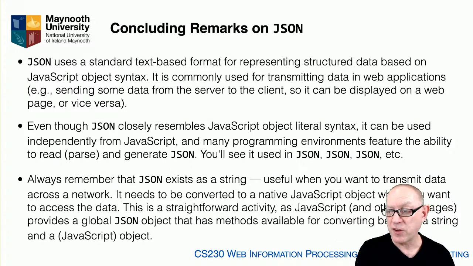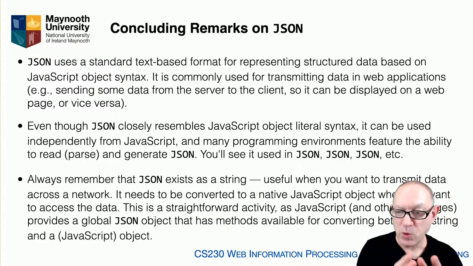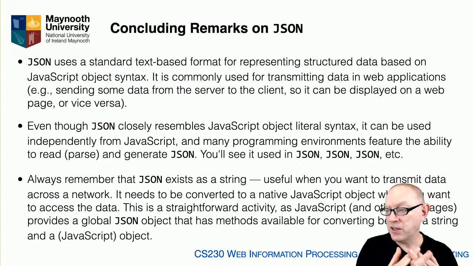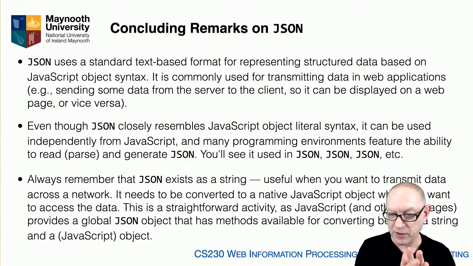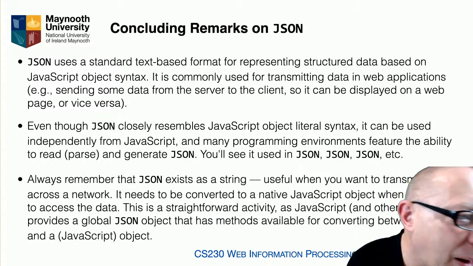But remember that JSON exists always as a string. And it's very useful when you want to transmit data across a network. And it needs to be converted to a native JavaScript object when you want to manipulate and access those data. And that's a straightforward activity. Every language you will work with will give you some method of creating an object from the string and then creating a string from the object. Python, all of these languages will do that. It's really, really useful.